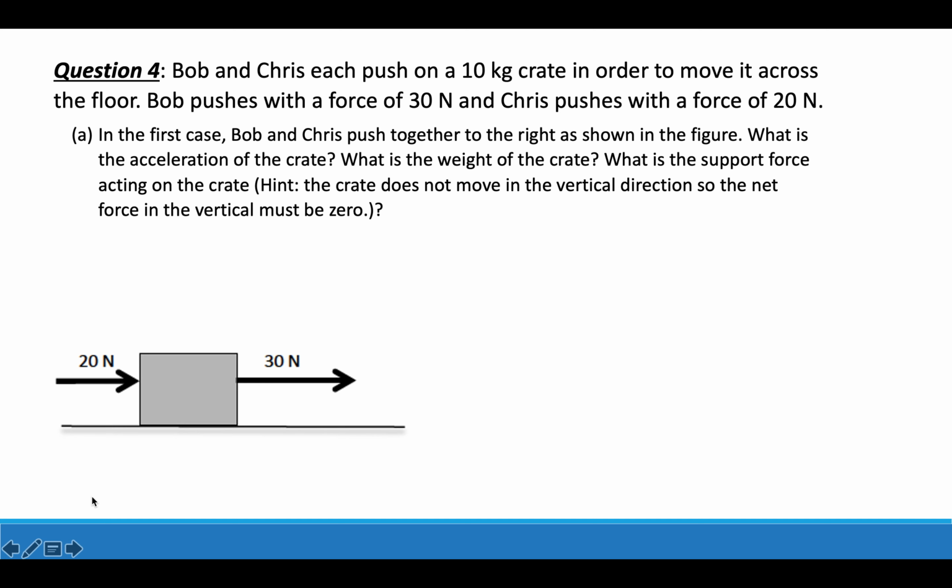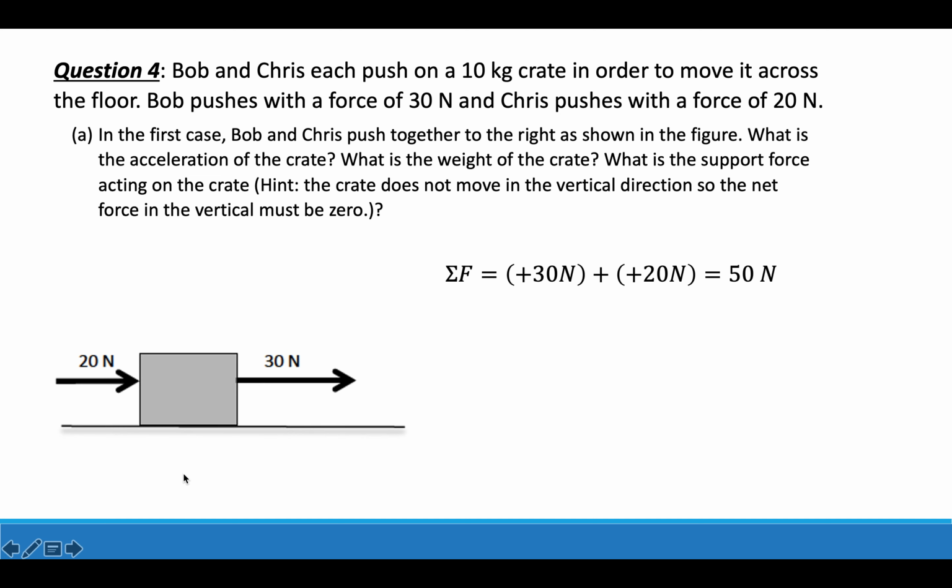In the first case, Bob and Chris push together to the right as shown in the figure, so both of these forces are in the same direction, and we want to determine what is the acceleration of the crate, what is the weight of the crate, what is the support force acting on the crate. And hint, the crate does not move in the vertical direction, so there's no vertical motion at all, and therefore the sum of the forces along the vertical direction have to be equal to 0.